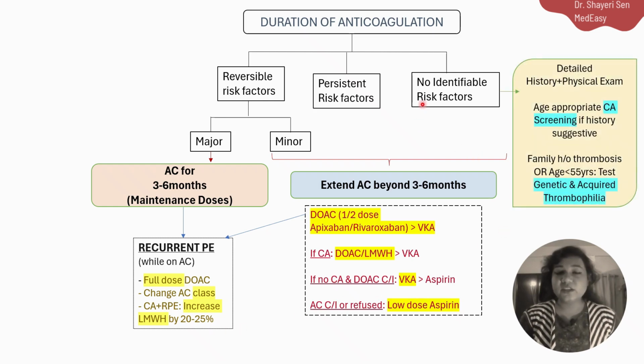Also, if my patient had no identifiable risk factor, we are going to do a detailed history and physical exam. And if the history and exam are suggestive, we are going to do age appropriate cancer screening. If the history is not suggestive, we are not going to perform unnecessary screening, but if they are suggestive, we are going to do it, right? Also, if there was a family history of thrombosis, or if the patient's age was less than 55 years, then we are going to test for genetic and acquired thrombophilia, right?